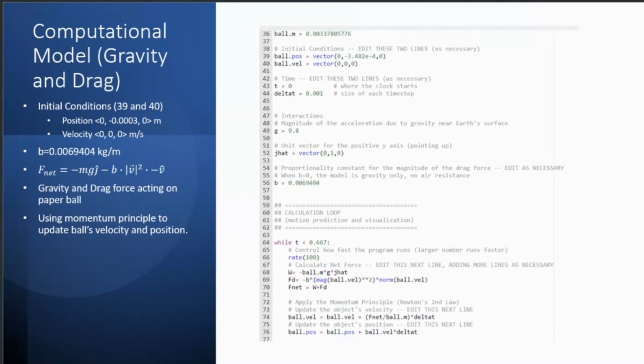In the gravity and drag model, we had the same initial conditions, but b was 0.0069404. B was calculated using a guess and check method until the model gave us the observed final position. The forces acting on the paper ball are the force of gravity pointing down and the drag force pointing in the opposite direction, or up. Again, we use the momentum principle to update the velocity and position.